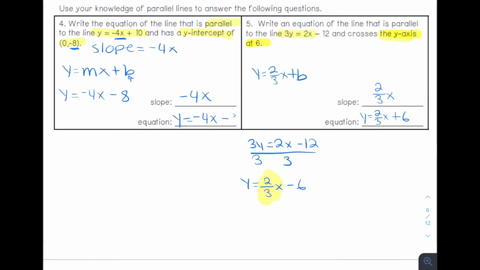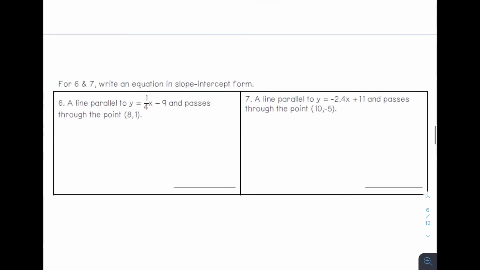Okay. So the next section says, for questions 6 and 7, write the equation in slope-intercept form. Okay, so we continue with slope-intercept form. A line parallel to y equals 1 over 4 times x minus 9 and passes through point 8, comma 1. So my equation is y equals 1 over 4 times x minus 9. Since the slope is 1 over 4, I'm going to go ahead and use that slope to start my new equation, because that's all I know so far.